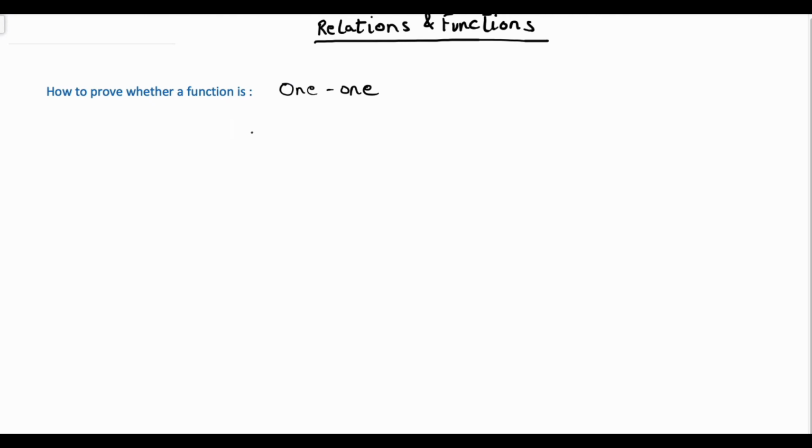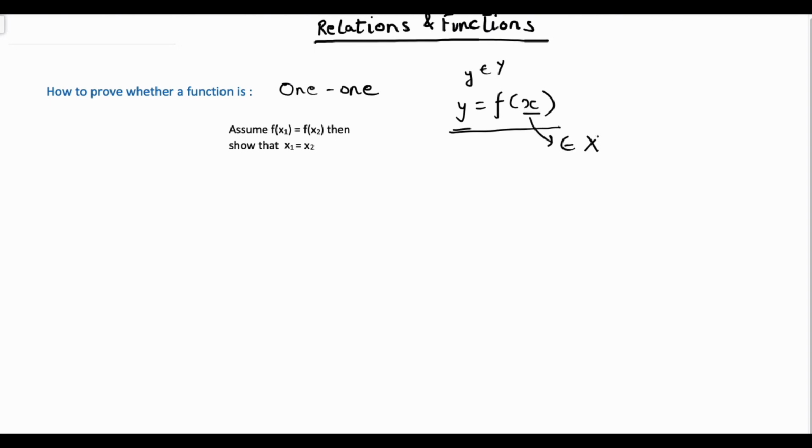If you want to prove whether a function is 1, 1 or not, you can do it the following way. Assume that f of x1 is equal to f of x2. Then show that x1 equals x2. A function can be represented in this way as well. Here this means that y belongs to the codomain Y and x belongs to the capital X, which is the domain.